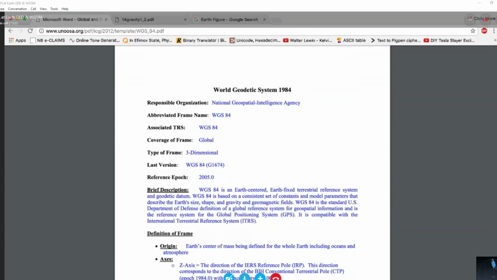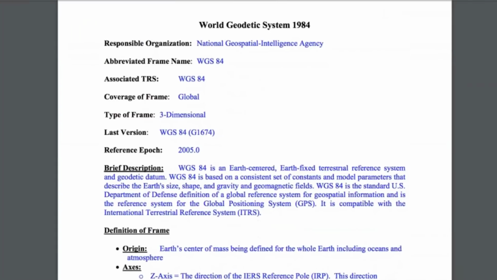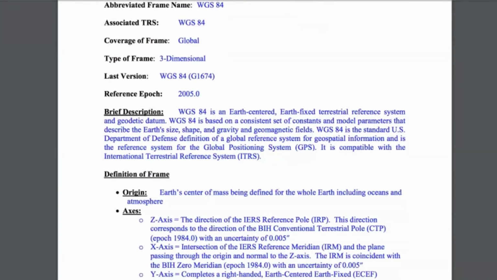Yeah, it's an interesting way to, the terminology in these things is what kind of gets me when I start thinking about this stuff, is that they call it the World Geodetic System. And then you look at the definitions and right off the top, WGS 84 is an Earth-centered, Earth-fixed terrestrial reference system and geodetic datum. Well, that means that's geocentric and it ain't moving, right? That's the first thing you notice right off the top.